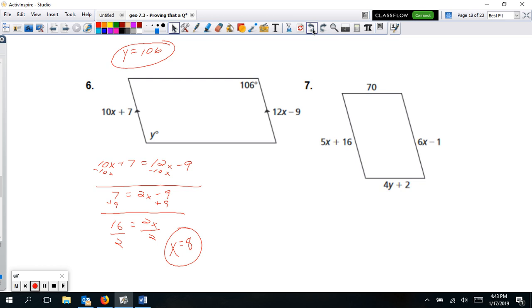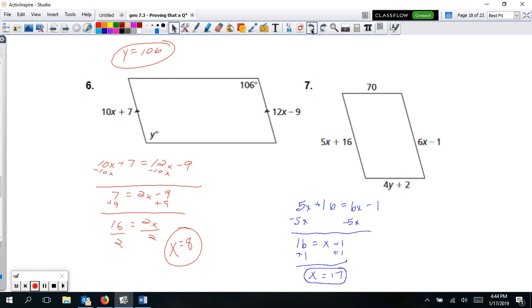Number 7, we would just set this up as opposite sides are congruent. So we could start with the x's, or we could start with the y's. I think I'm starting with x's on this one. So we'll set these equal to each other. 5x plus 16 is equal to 6x minus 1. Again, just solving this equation. I'll subtract 5x from both sides to get the x's by themselves over here. So it'll be 16 is equal to x minus 1, and then just add 1 to both sides. So x then will just equal 17.